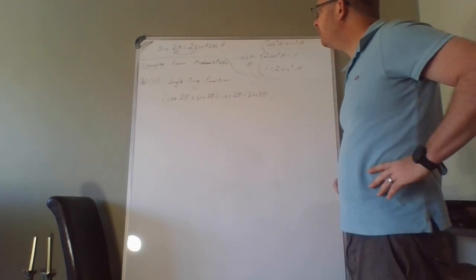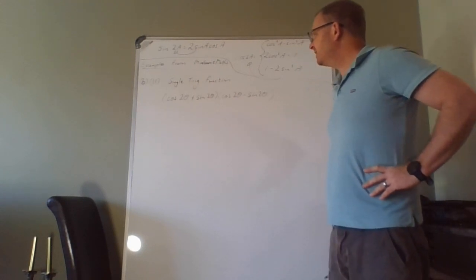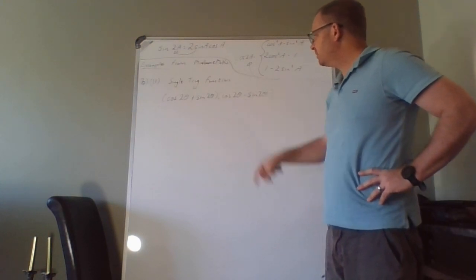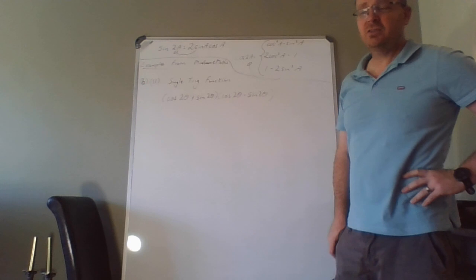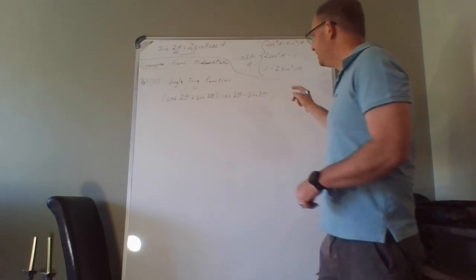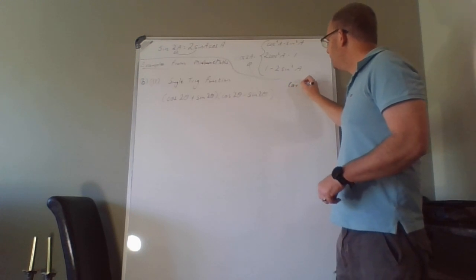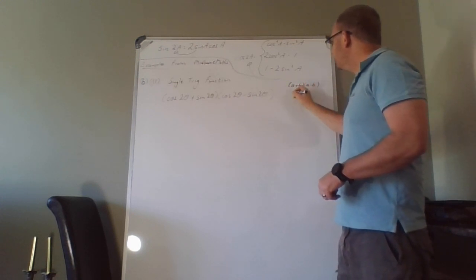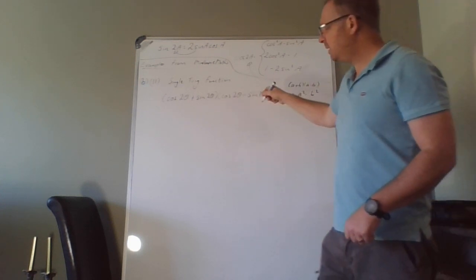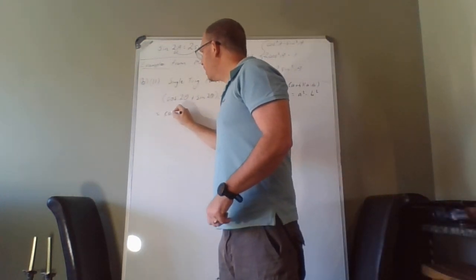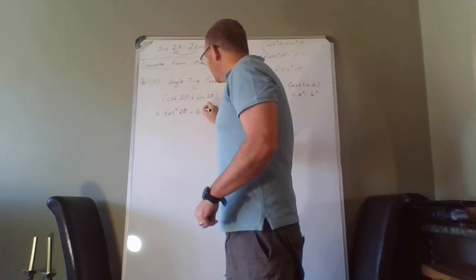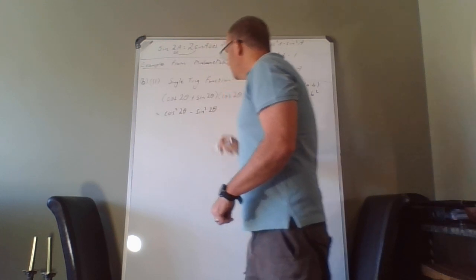Okay, Try B question 11. Again, the question is write as a single trig function: cos 2 theta plus sine 2 theta times cos 2 theta minus sine 2 theta. Go for it. Okay, well, you've got this pattern A plus B, A minus B, and we know A plus B, A minus B simplifies to A squared minus B squared. So likewise, this will simplify to cos squared 2 theta minus sine squared 2 theta.